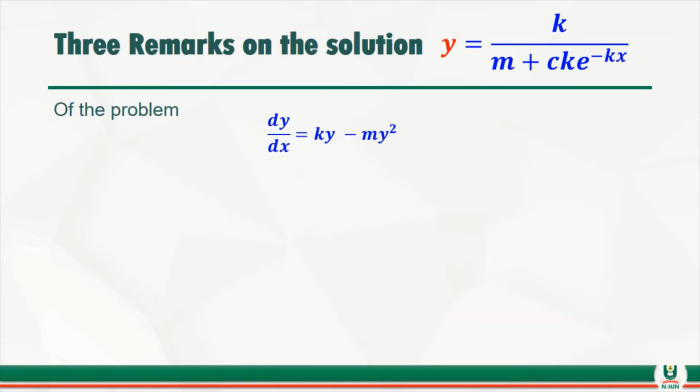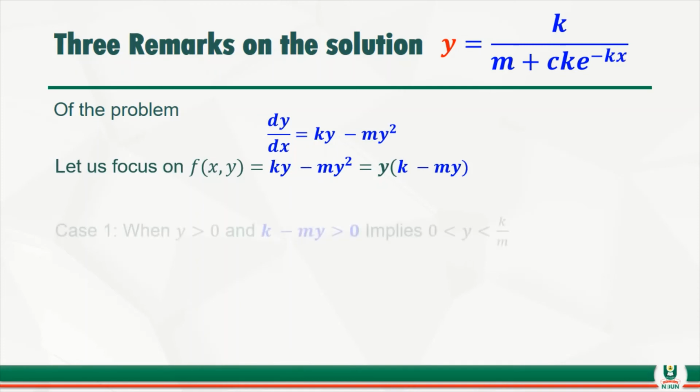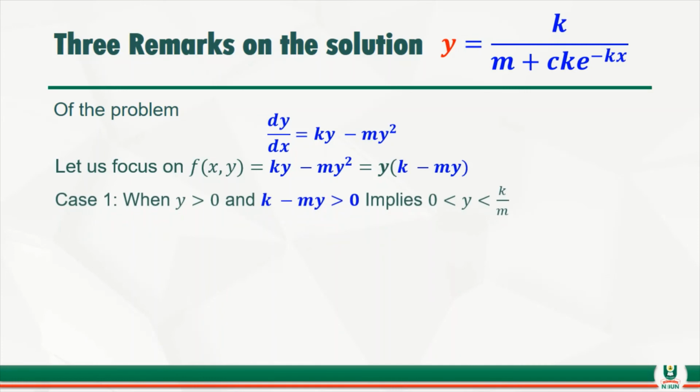Now if you look at the solution again, before we even look at this, let's take a look at the problem again. The dy/dx is equal to ky minus my squared. Now let us try to factorize y from the expression. We now see that we are having y into bracket k minus my. You see that? So that is what we are having there. But from this now, we can see clearly that there are two things involved. It's when y is greater than 0 and when y is less than 0.